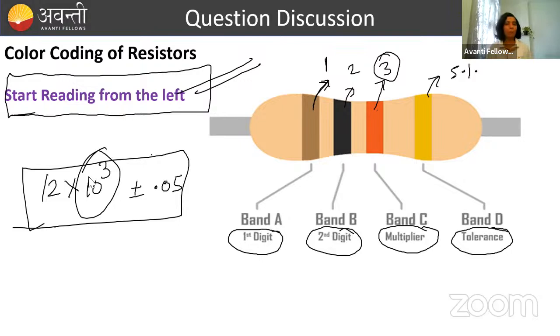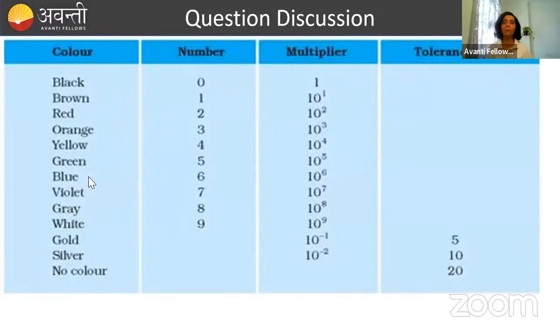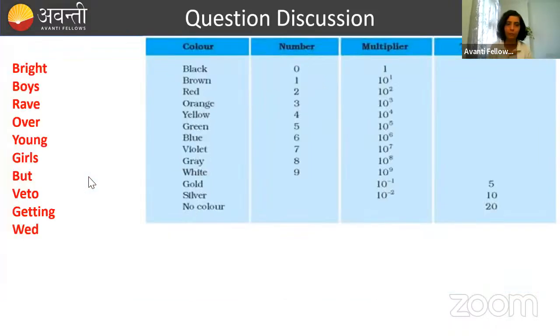Now you need to remember actually which color stands for which number. I have taken this screenshot from the NCERT because from there only, you don't need to remember from some other source. Exam में जो भी question आएगा, they will expect कि you will answer it according to NCERT. So black color के लिए 0, brown 1 and all. So these things are there. Again इसको याद कैसे करेंगे? तो बहुत सारे tricks है यार. I have just written here one thing: bright boys rave over young girls, but veto getting well. Again I don't believe in this line. Please don't take it as otherwise. मैंने ये line इसलिए लिखा है so that आपको आसानी से याद हो जाए.